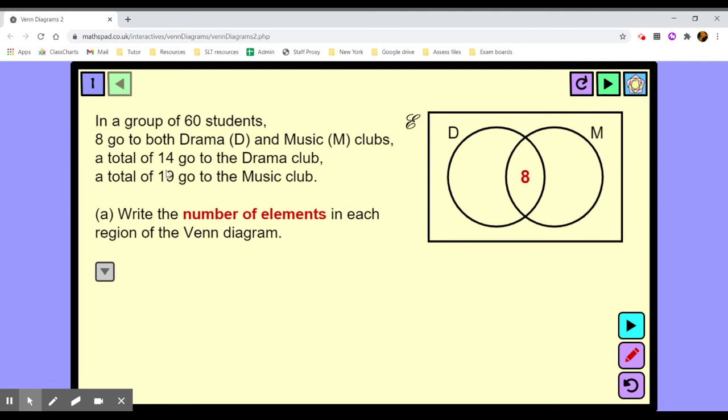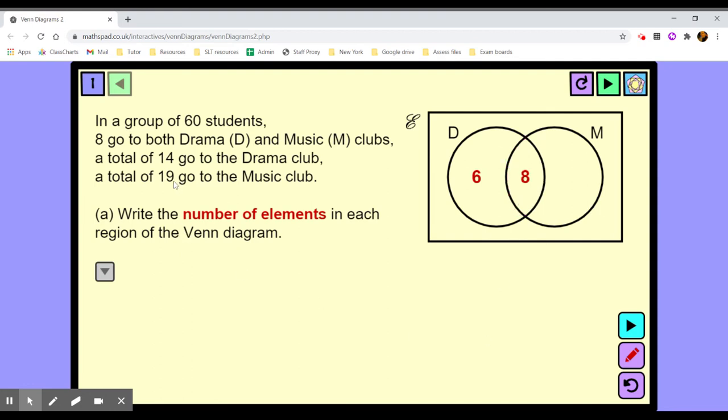We're then told a total of 14 go to the drama club. So the drama is the full circle, both bits there. So we need to make sure that we've got 14 within that highlighted section, and therefore 8 of them are already represented. And so we need to take that away from our 14, and that will give us the remaining 6. So they will go into that section.